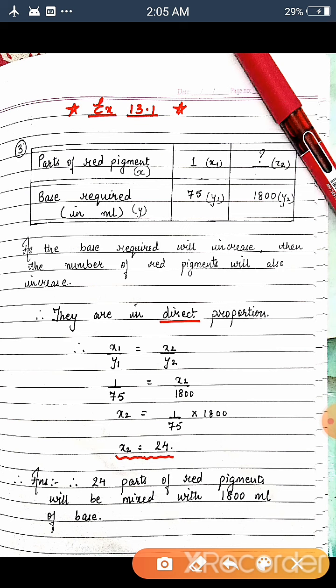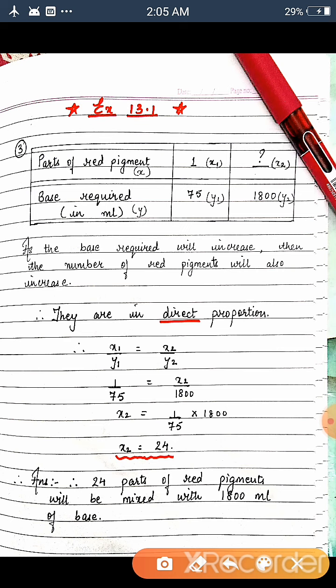So children, whenever you are solving problems of direct and inverse proportion, always remember to draw a table, and here you are going to write down all the given values in the table. So what all things are given to you? They have given you parts of red pigment and the base required. So we have considered the parts of red pigment as X and the base required as Y.